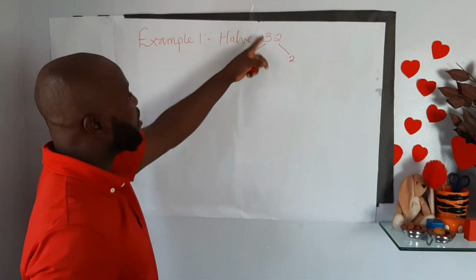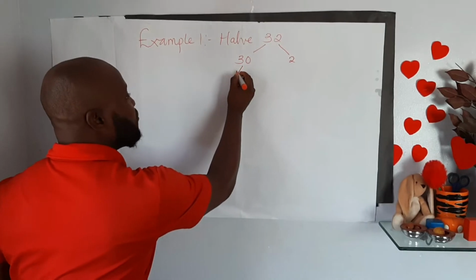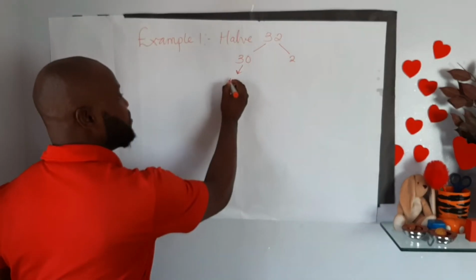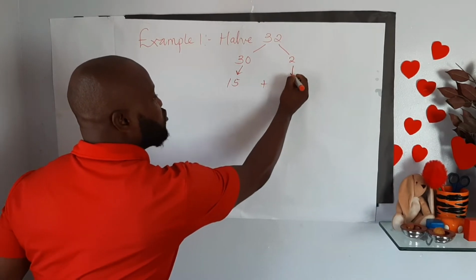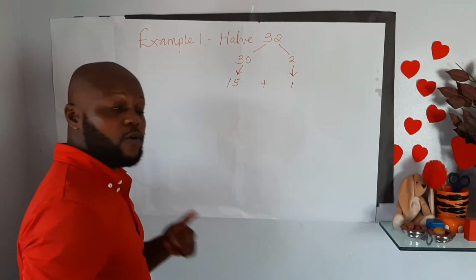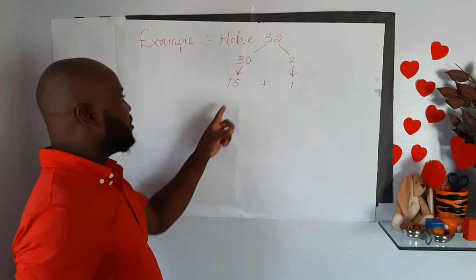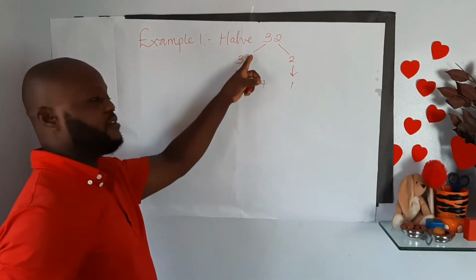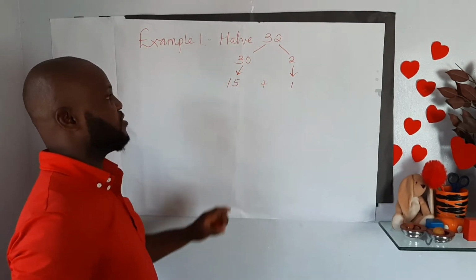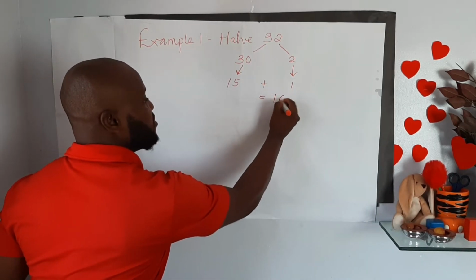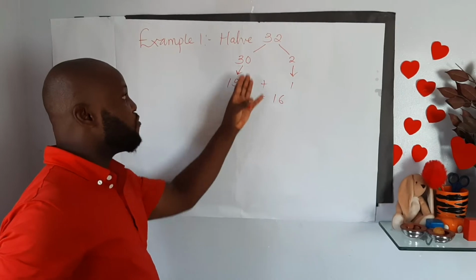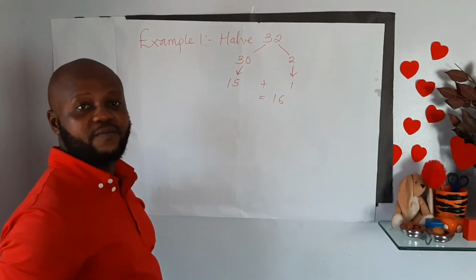Now, because we are halving, I know that the half of 30 is 15. And the half of 2 is 1. Because 1 plus 1 is 2. Then 15 plus 15 is 30. When you double 15, you get 30. So to halve 32, 15 plus 1 is 16. So it means half of 32 is 16.